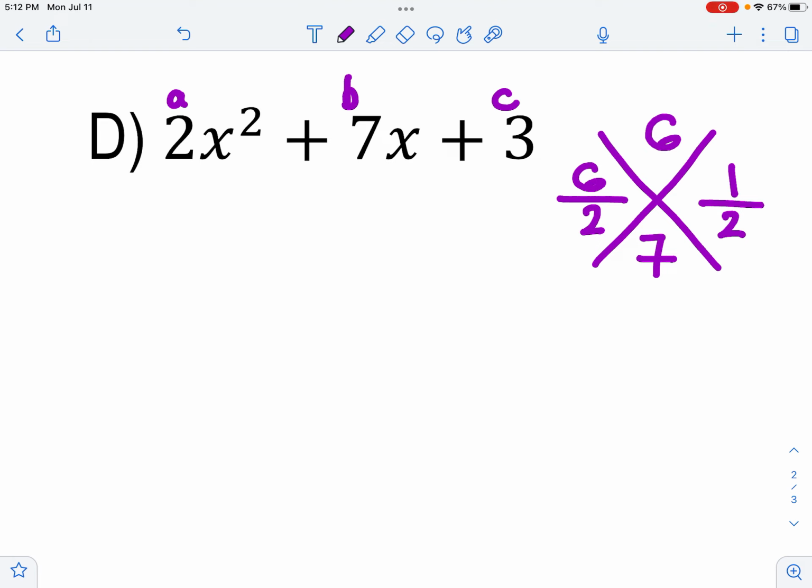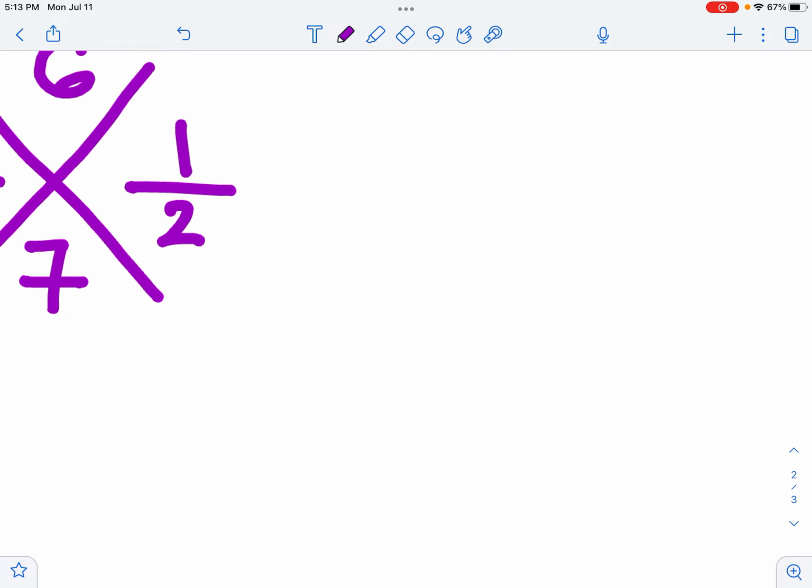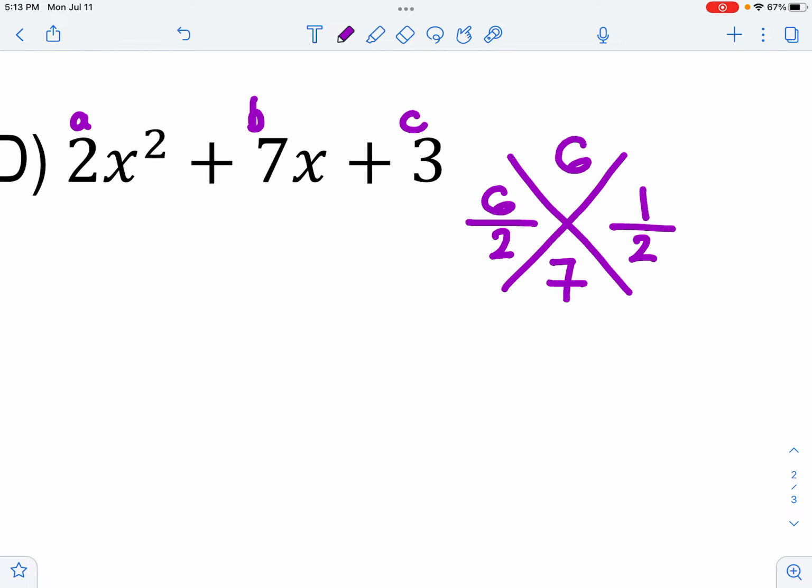This is the first time our A value has been something other than 1. So what you're going to notice when your A value is something other than 1 is that at least one of your fractions is simplifiable. 1/2 is not simplifiable. 6/2 is simplifiable. It simplifies to 3/1. So you're using 3/1 instead.